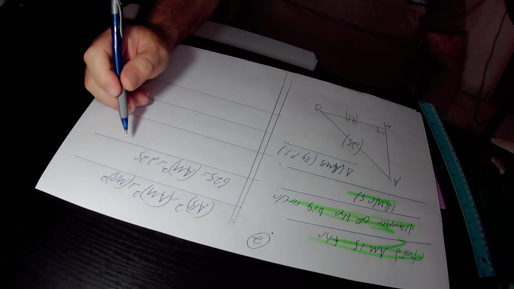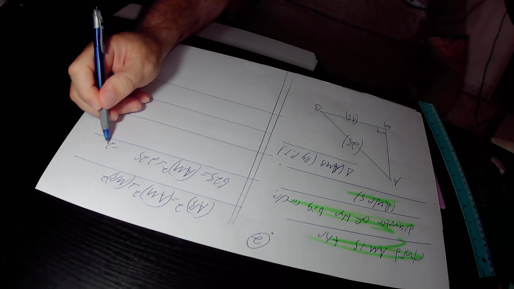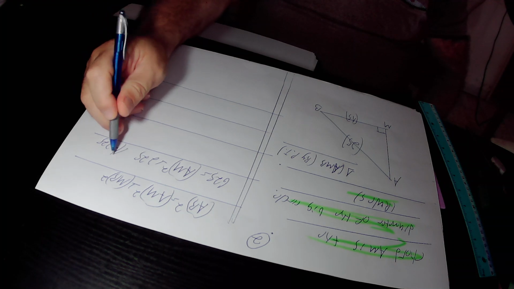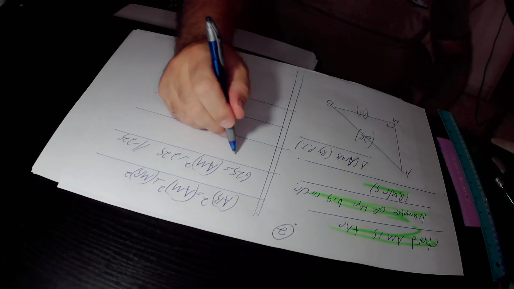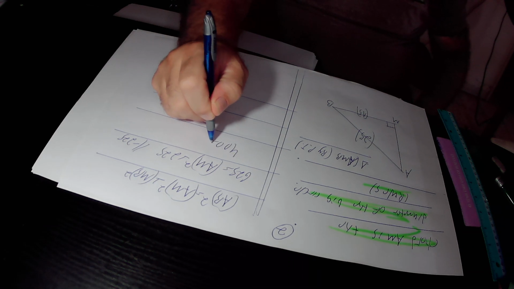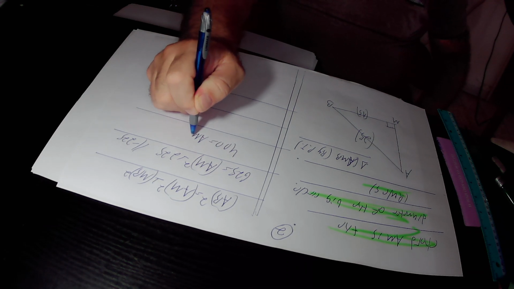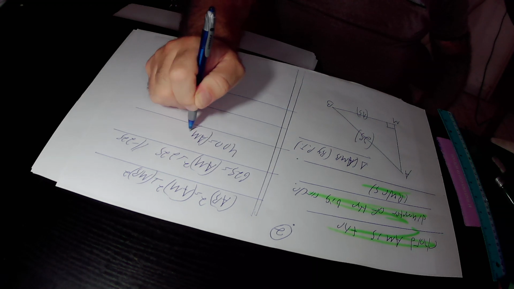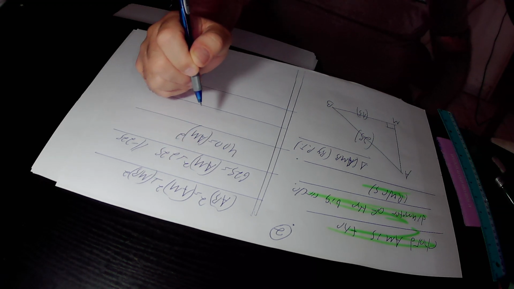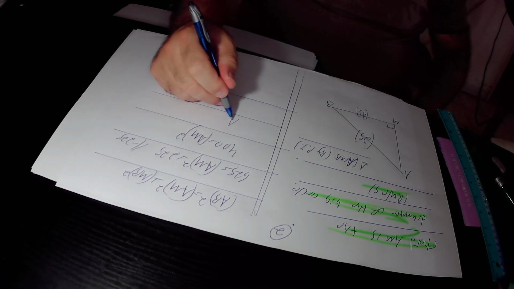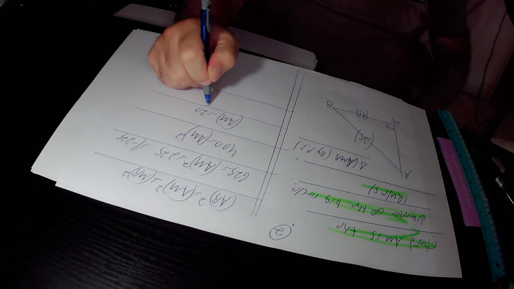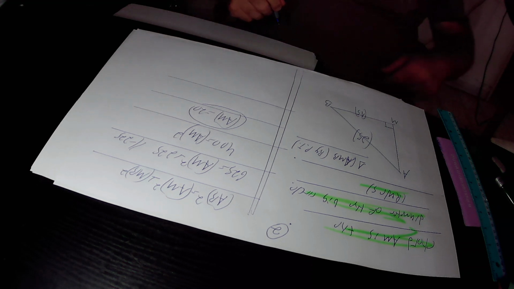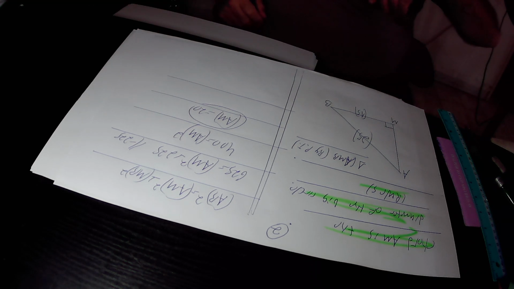Here we subtract 225 from this equation, and we get that 625 minus 225 is 400, so 400 equals AM squared. Here we take the root of this equation, and we get that AM is equal to the square root of 400, that is 20. So the length of this side AM is 20.